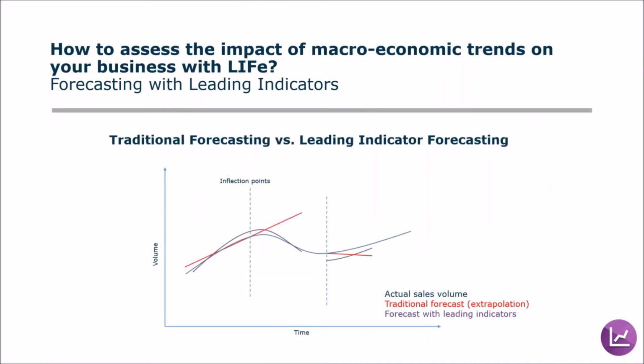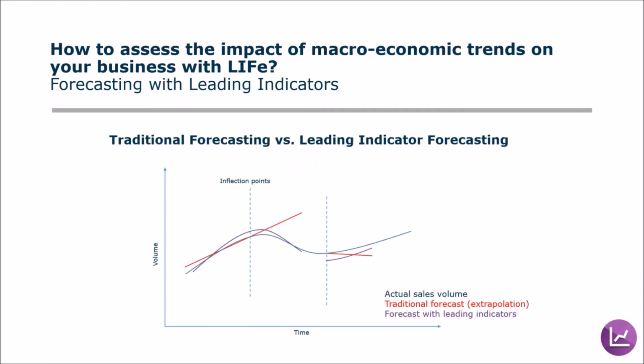So what is typically the goal in leading indicator forecasting? Imagine that the blue line is your sales. Then typically, Bram has extensively discussed this in the webinar. The traditional statistical methods will simply extrapolate your sales.